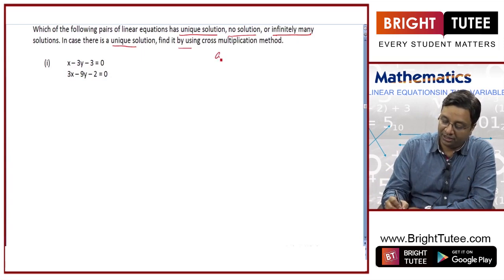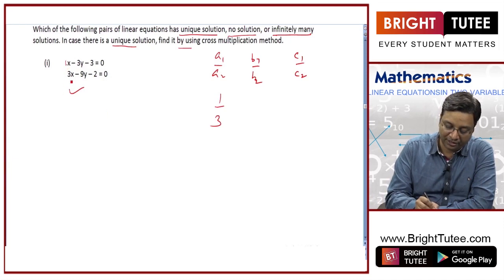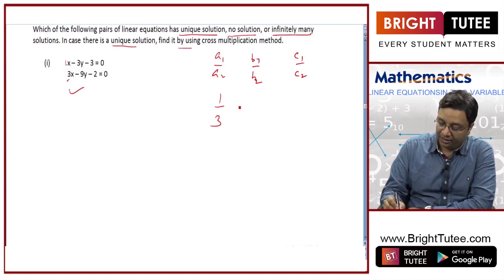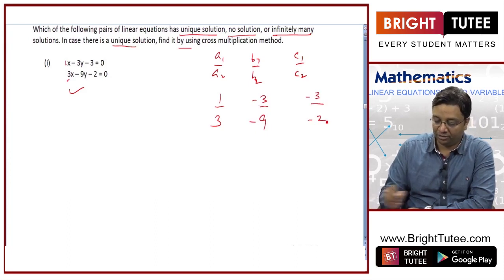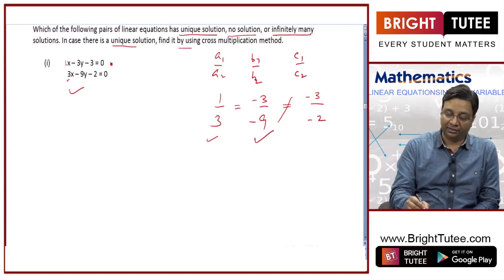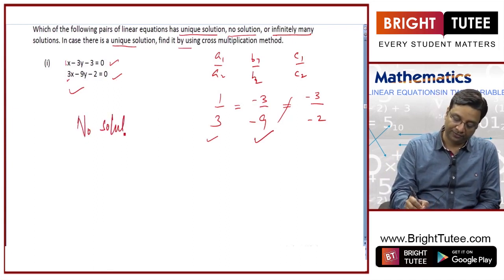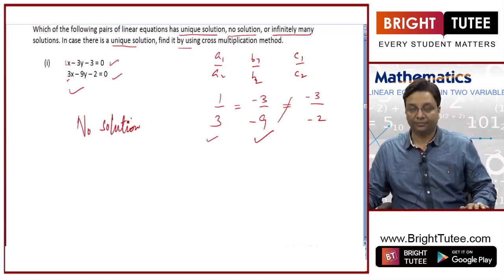We just compare these ratios a1 by a2, b1 by b2, c1 by c2. For this question, 1 by 3, 1 is coefficient of x here, 3 coefficient of x here, 3 by 9, that is minus 3 by minus 9, minus 3 by minus 2. So we see that these two are equal, but this is not equal to this, right? This is 1 by 3 and this is effectively 1 by 3. So these two lines that are given are parallel, hence no solution, right?